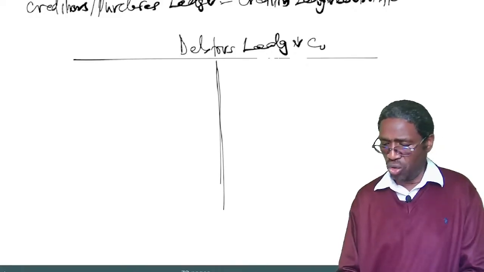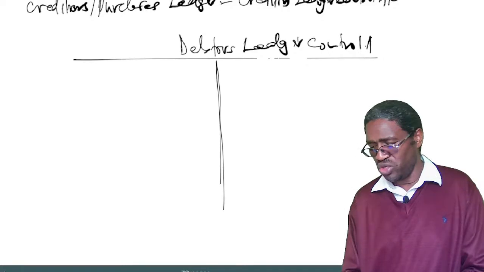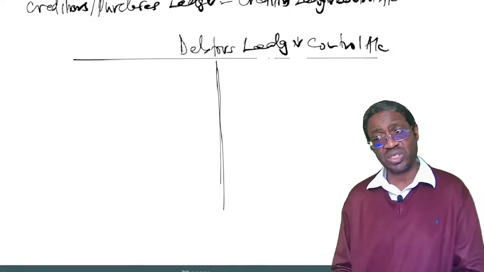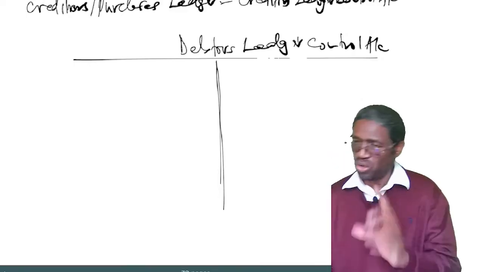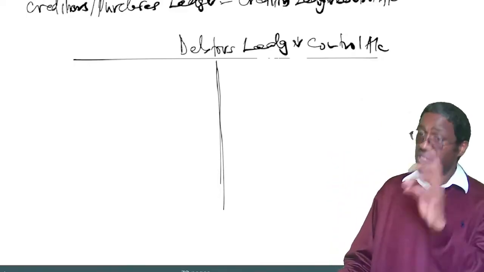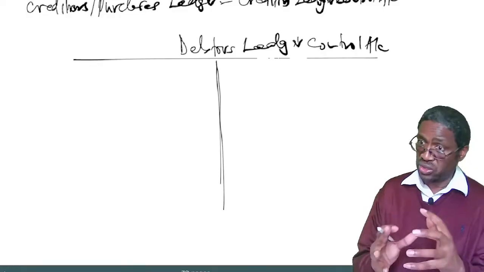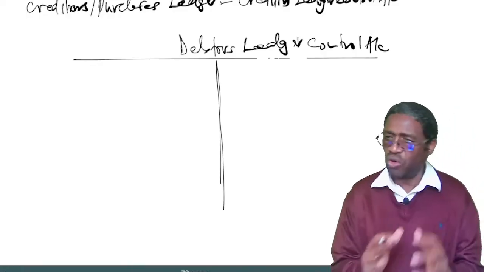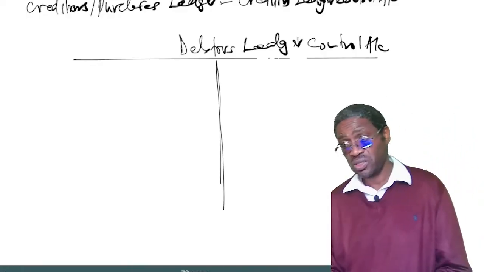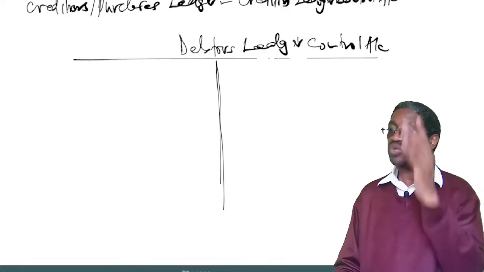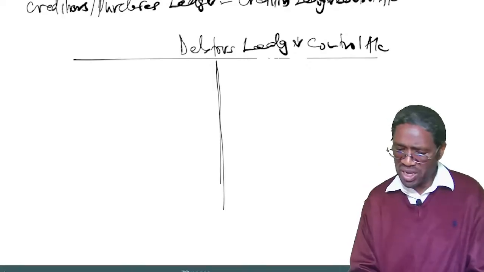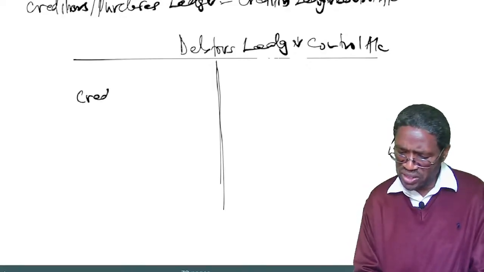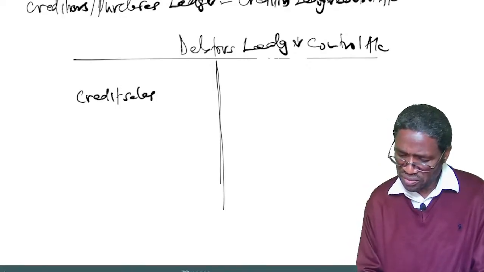The only difference I'm saying, when you are preparing the control accounts, this is the debtors ledger control account, you don't use the individual amounts. Instead, you use the totals. Get the total of all your credit sales. You know goods sold on credit, we normally debit debtors, you credit sales. So you come and credit here with whatever is the credit sales.